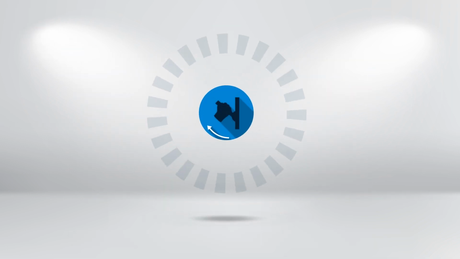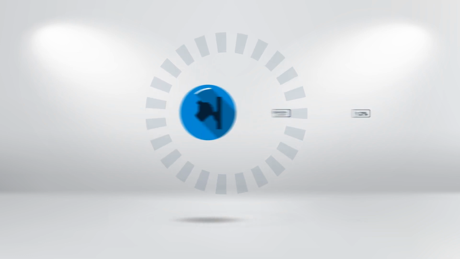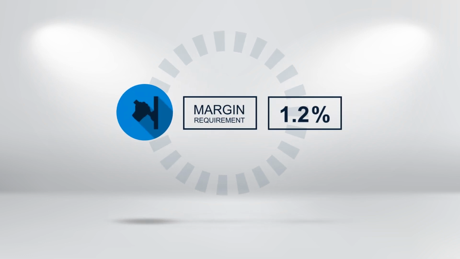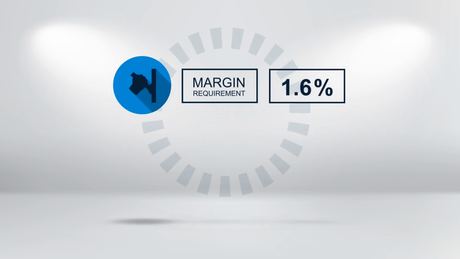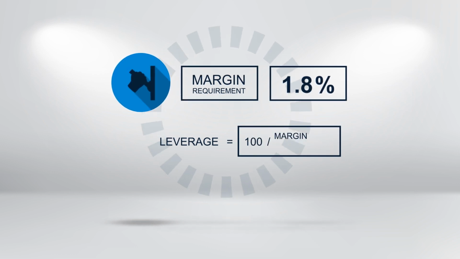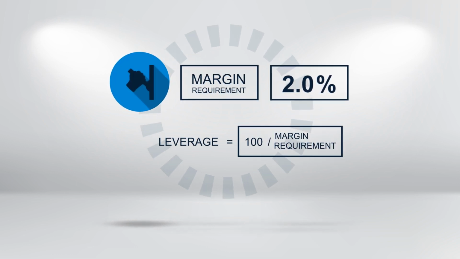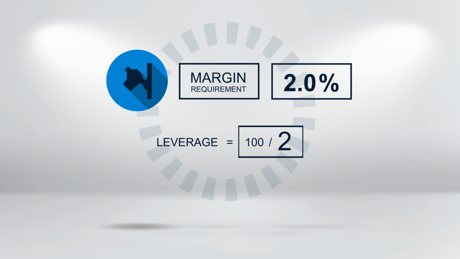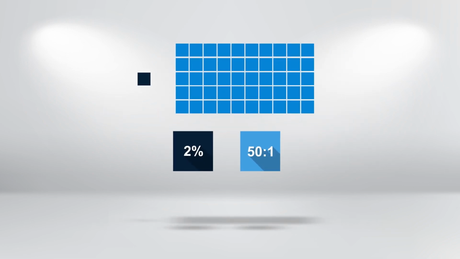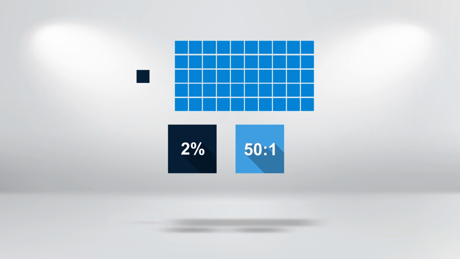The maximum amount of leverage available to a trader is defined by the margin requirement for each specific currency pair. The amount of leverage can be calculated like this. Leverage equals 100 divided by the margin requirement in percent. So if the margin requirement is 2%, then 100 divided by 2% equals 50. This means that the leverage is 50 times. So for every 1 unit traded, you are able to control 50 units. 2% margin is therefore the same as 50-to-1 leverage.